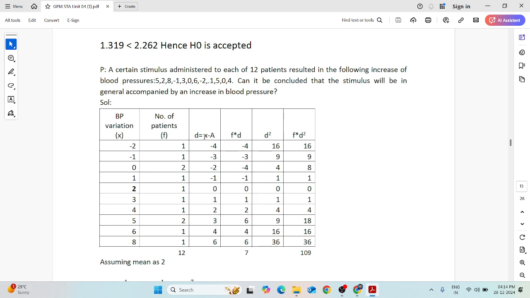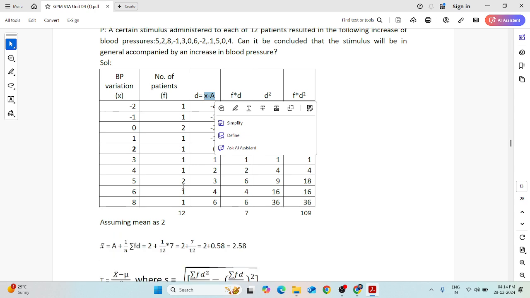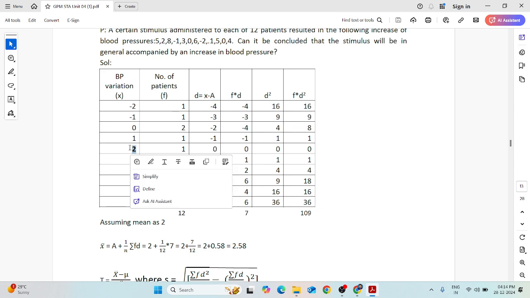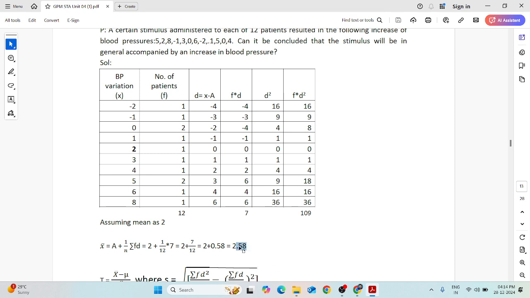So assumed mean, x minus a. How have I taken the assumed mean? Mean is equal to the assumed mean, assuming the mean as one particular value. I have assumed the mean a as 2. So a plus 1 by n summation of d. So 2 plus 1 by 2 into 7, that will be 2.58. So x mean I have considered as 2.58.